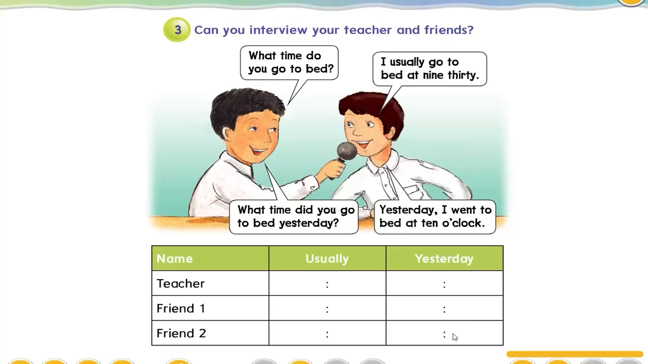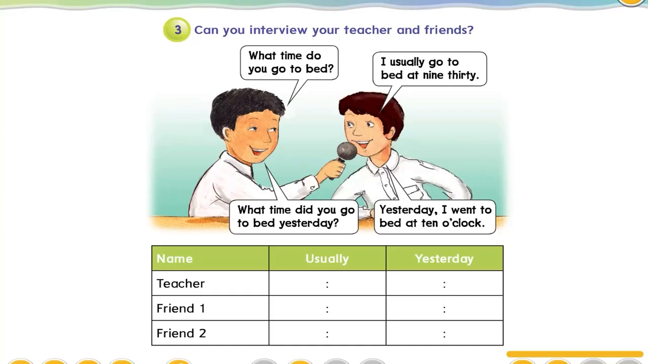Let's listen and practice. What time do you go to bed? I usually go to bed at 9:30. What time did you go to bed yesterday? Yesterday, I went to bed at 10 o'clock. What time did you go to bed? I usually go to bed at 9 o'clock. What time did you go to bed yesterday? Yesterday, I went to bed at 9:30.